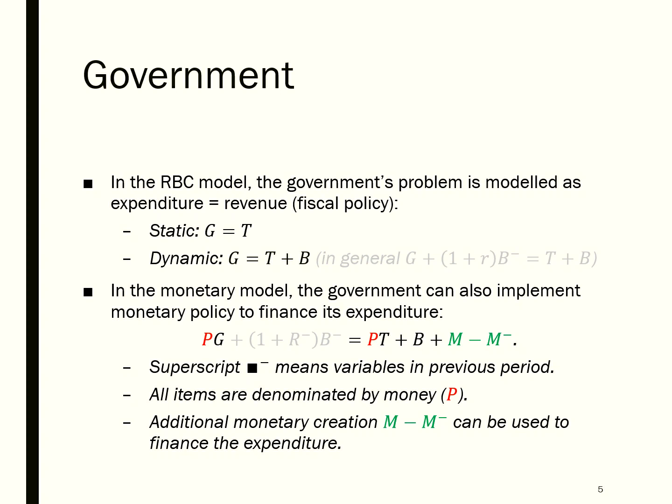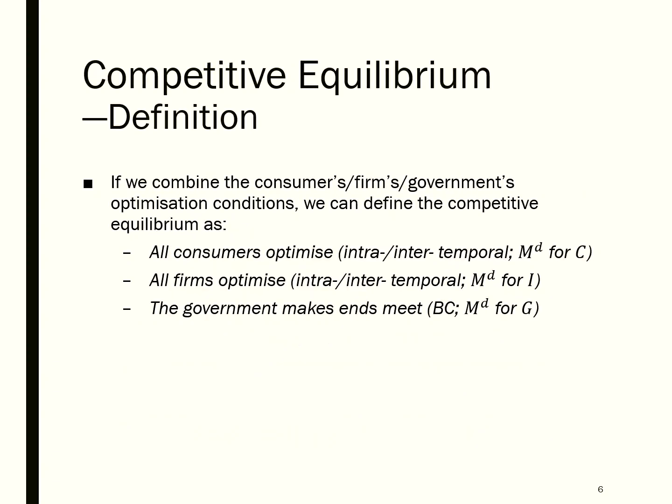And this is the difference between the real model and the nominal model, because the government has a role to issue more money to finance its government expenditure. So that is the first learning objective achieved. We have seen how to introduce monetary policy into the government budget constraints. You can basically issue more money to cover your government expenditure, G.